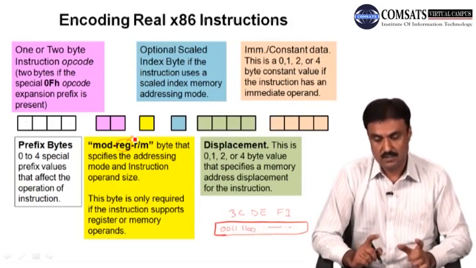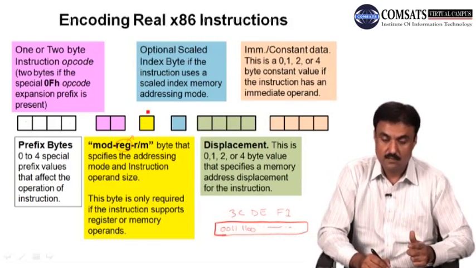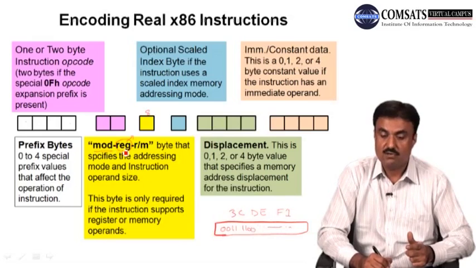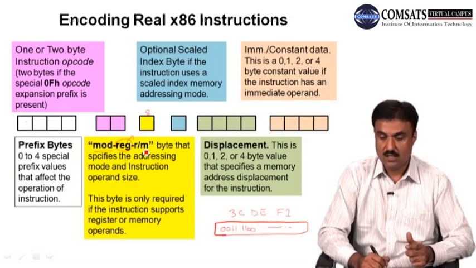Register/operand byte. So these 3 bits are of this 1 byte. There are 8 bits here. Out of that, mod is 2 bits, register or operand is 3 bits, and RM is also 3 bits. So 2 bits here, then 3 bits, and then 3 bits, and so on.